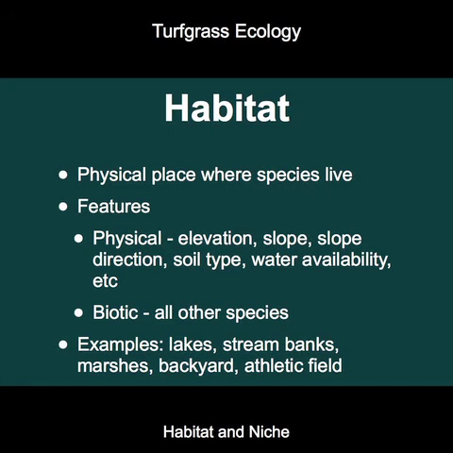The features that characterize a habitat are often referred to as physical. Aspects like elevation, slope direction, the soil type, and water availability would be just a few. The second aspect is biotic and refers to all species present. Examples of habitats include lakes, stream banks, marshes, a backyard, an athletic field, and, for example, we will use a putting green.